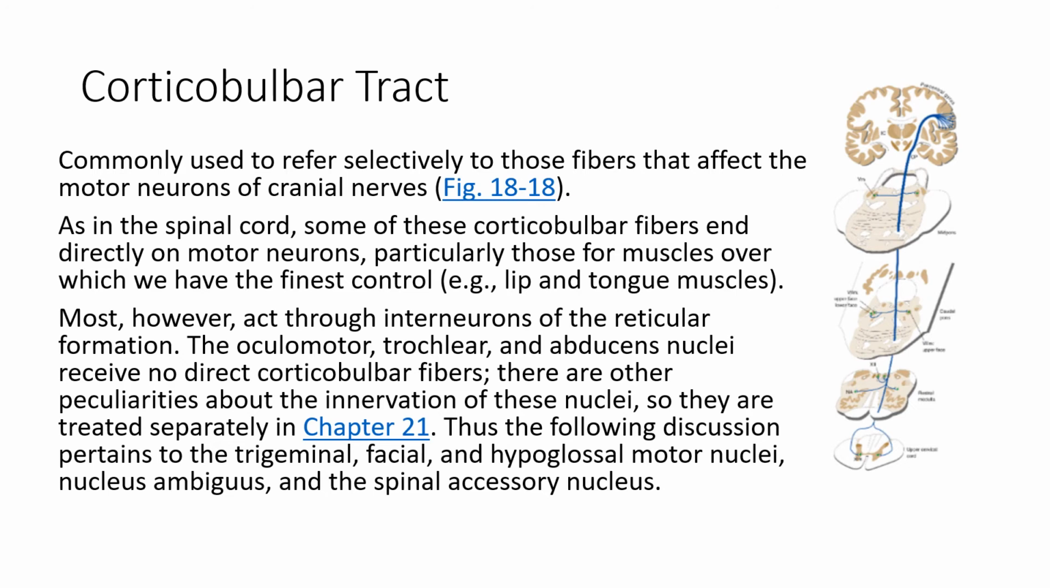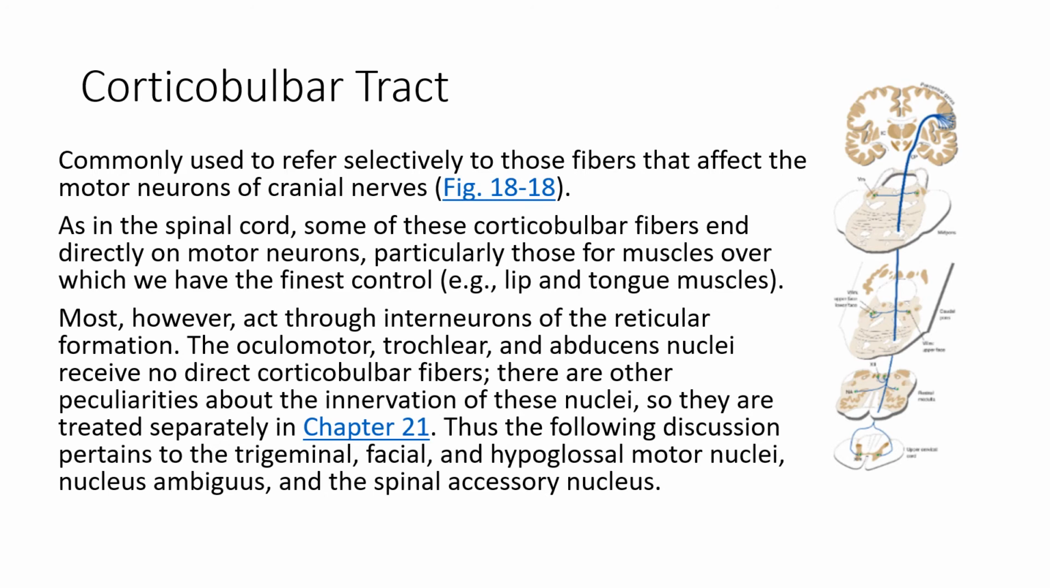Other fibers leave the cerebral cortex and descend through the internal capsule immediately anterior to the corticospinal tract. Corticobulbar is commonly used to refer selectively to those fibers that affect the motor neurons of cranial nerves. Most, however, act on interneurons of the reticular formation. The oculomotor, trochlear, and abducens nuclei receive no direct corticobulbar fibers. There are other peculiarities about the innervation of these nuclei, so they're in a different chapter. So the following discussion pertains to trigeminal, facial, and hypoglossal motor nuclei.